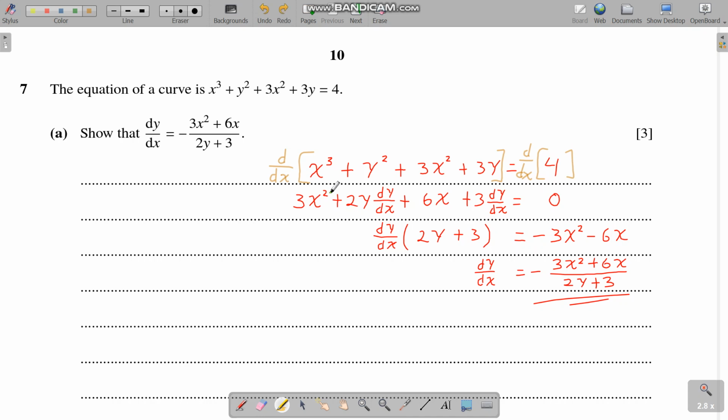So we can move the 3x squared and 6x to the right. So it becomes minus 3x squared minus 6x. And we factor out the dy/dx. We still have 2y plus 3. And we divide both sides by 2y plus 3. We get what we need to prove.